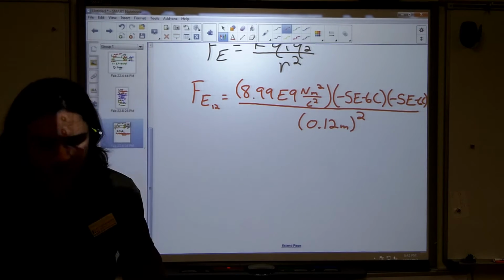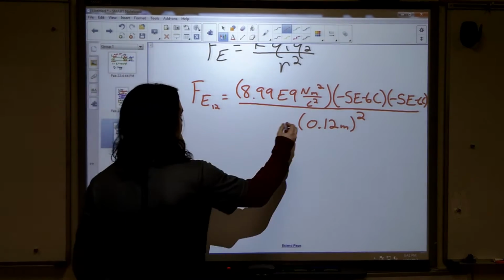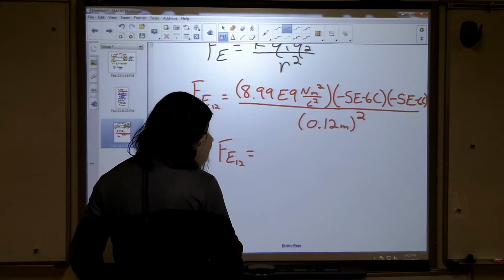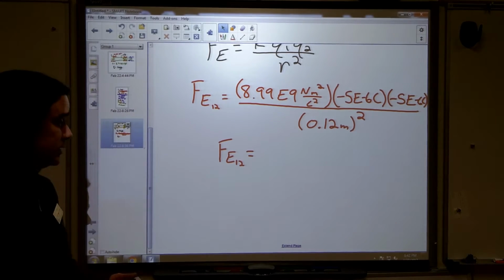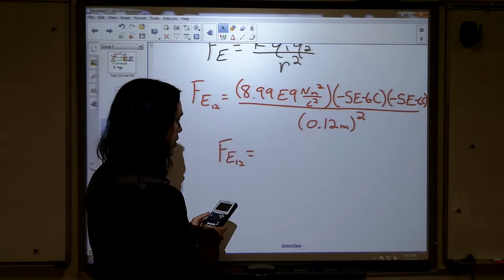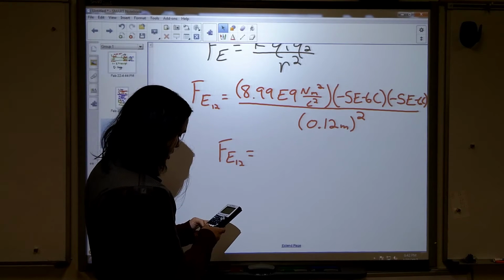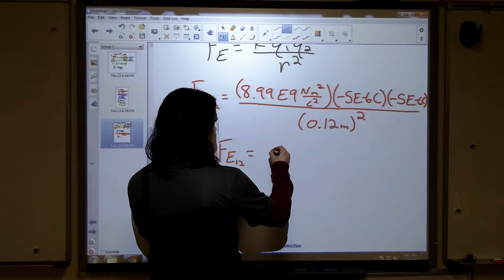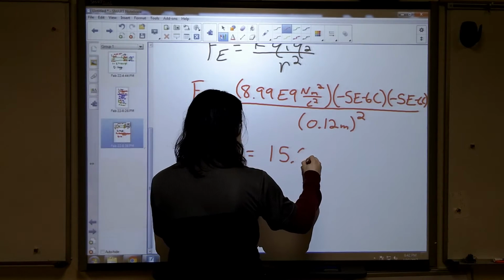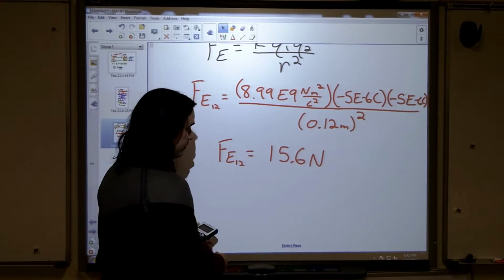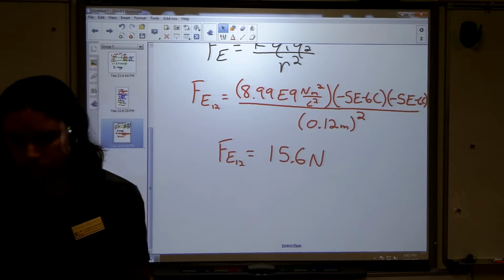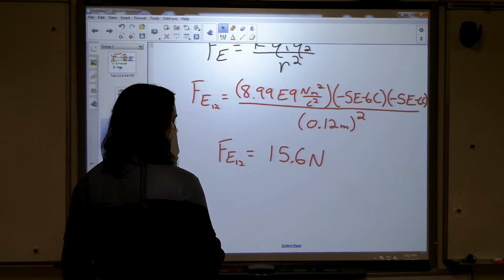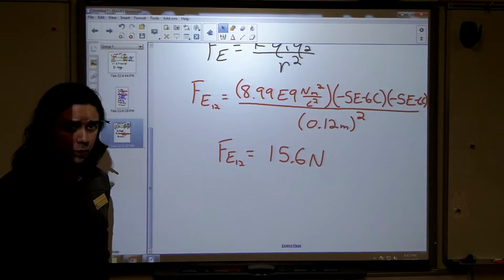Now that I've got all my numbers, I can start calculating this up, and we find that the electric force between 1 and 2, it's the same force on each of them, though they point in different directions. I've actually solved this a little bit before. When you run these numbers, you should end up with 15.6 newtons, or something very close to that. All right. Now, 15.6 newtons, that's our magnitude, the value of it.